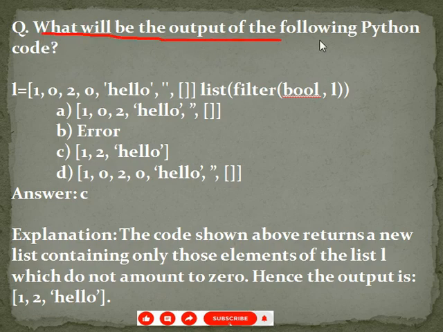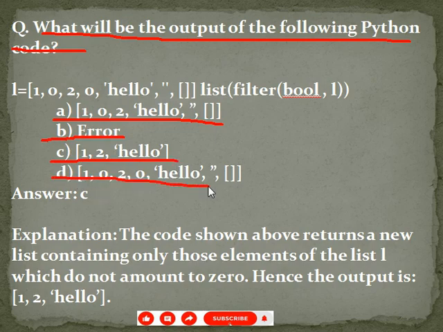What will be the output of the following Python code? L equals [1, 0, 2, 0, 'hello', ''], then print list(filter(bool, L)). Given options are option A [1, 0, 2, 0, 'hello', ''], option B error, option C [1, 2, 'hello'], option D [1, 0, 2, 0, 'hello', ''].